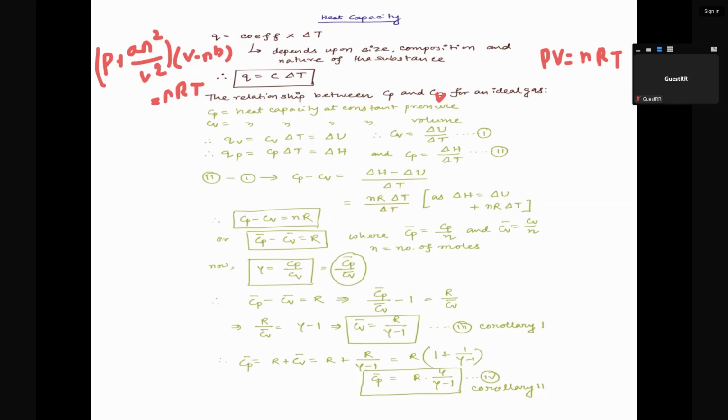So what will be happening now? We have two different sets of equations, which is Cp and Cv. So if we subtract equation 1 from equation 2, we have Cp minus Cv will be delta H by delta T minus delta U by delta T. So we'll take delta T in the denominator as common, and on the numerator side, we have delta H minus delta U. Now, from the last class, I have shown that delta H is equal to delta U plus nR into delta T.